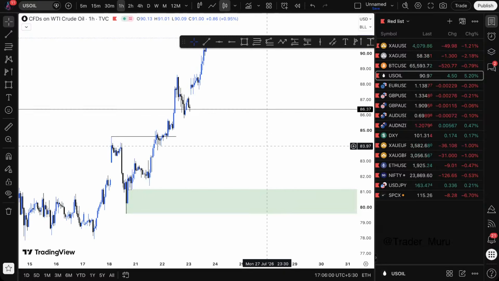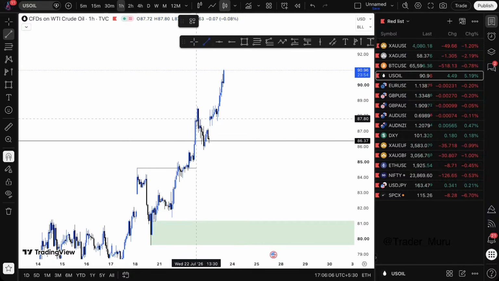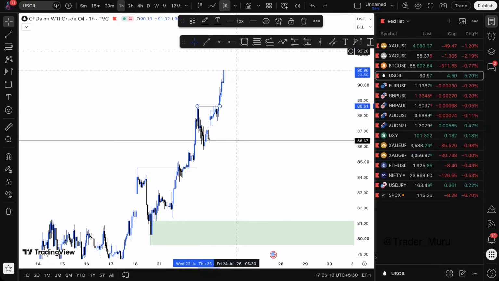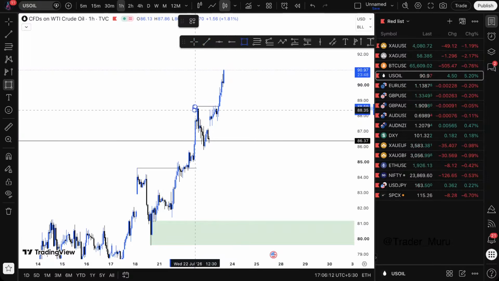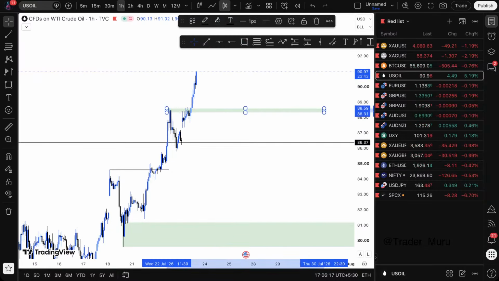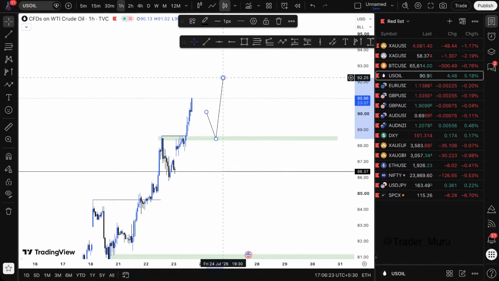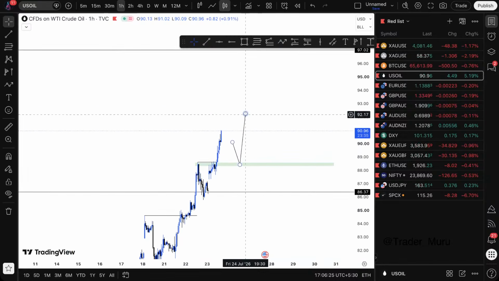Oil has finally broken our target above it. Now we have a new breakout structure. So this zone will act as support now, 88.6 to 88.3. From this area you will get a new buy entry for oil. Target will be 95.